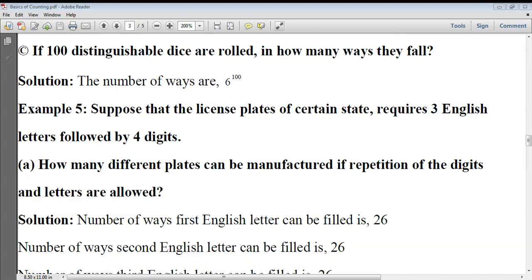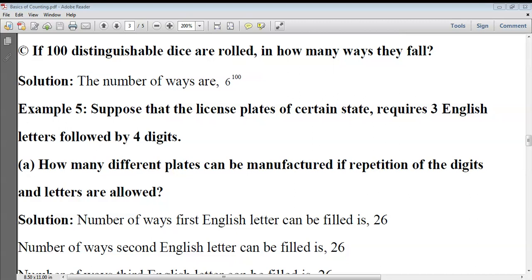So the next question: in a state they want to make a number plate with three English letters and four digits. The first question is, in how many different ways can the plate be manufactured if the repetition of the digits and letters is allowed? They want to make the number plate in this order: the first three must be English letters and the next four must be digits.